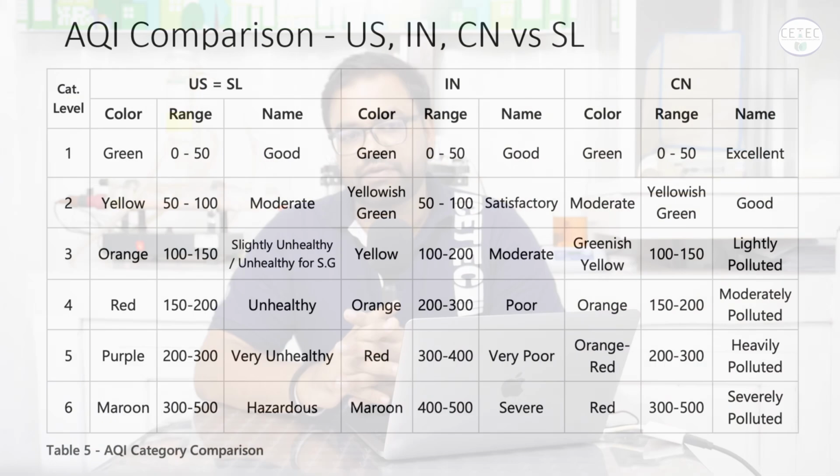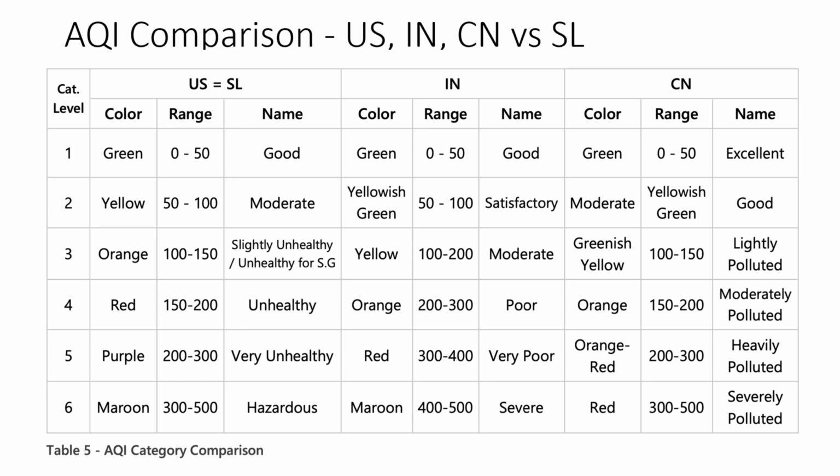So here we have compared the AQI between United States, India, Canada, China, and Sri Lanka. So each country has different ranges for their subcategories, but the color codes are the same for every index. That is green, yellow, orange, red, purple, and maroon. But the range for each category is different from country to country.